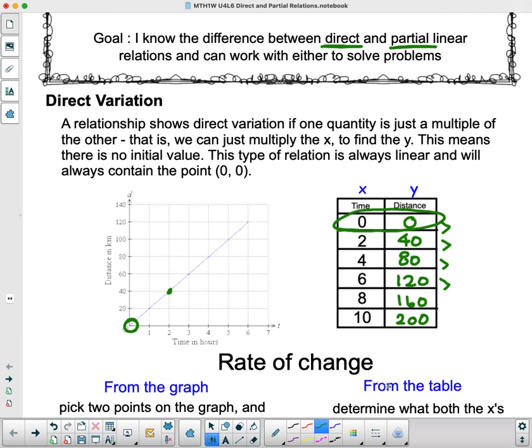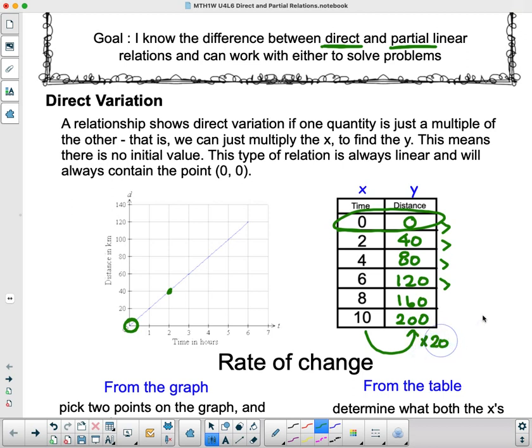Now, we said that if it's a direct variation, that's going to have this 0, 0, and the y is going to be a direct multiple of the x. So that means I can find a number that multiplies x to give me y, and it has to work for every single part of this table. So what do I have to multiply 10 by to get 200? I hope you're saying we have to multiply it by 20. So this is times 20.